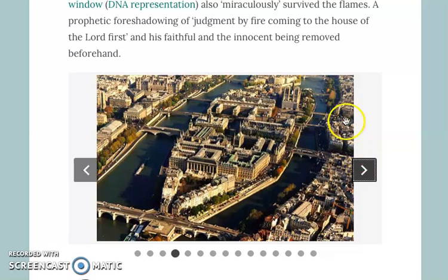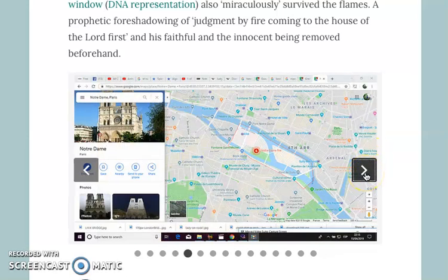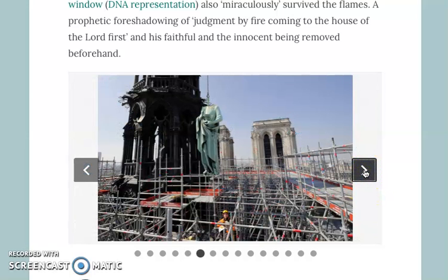So here you see the eye-shaped island in the center of the Seine with the Notre Dame Church. Still, the spire is still attached over here. And this is the same view from the top down, the eye-shaped island in the center of the Seine, the river attributed to the goddess Isis.